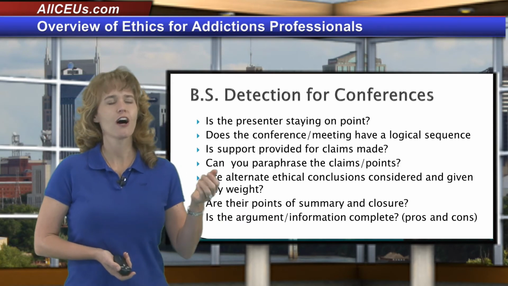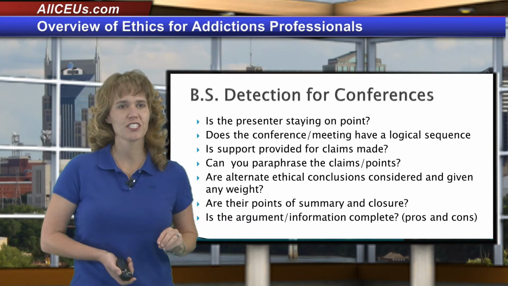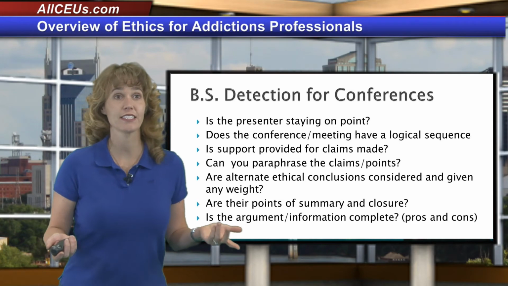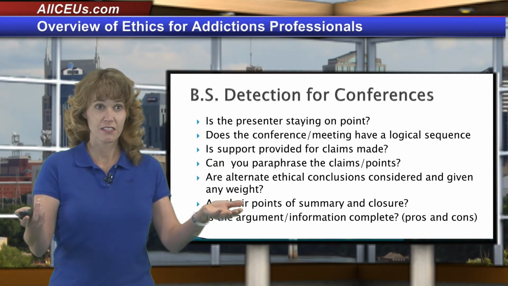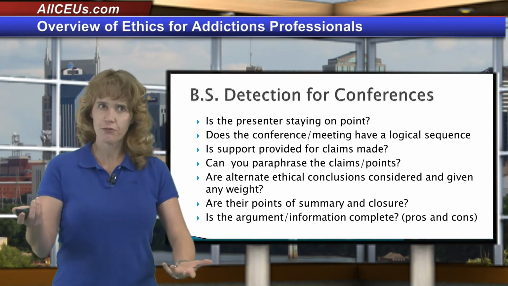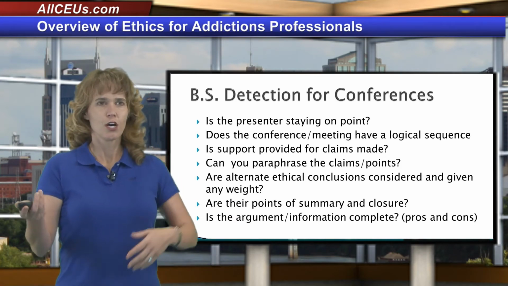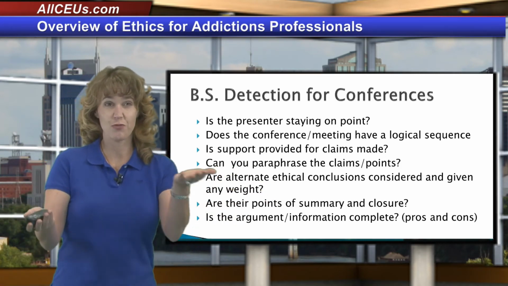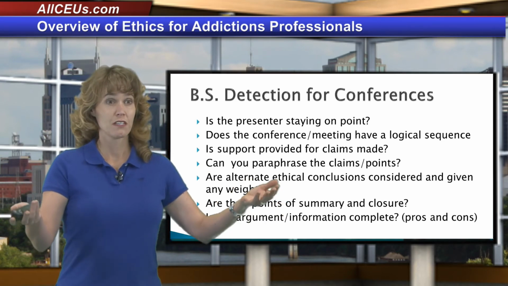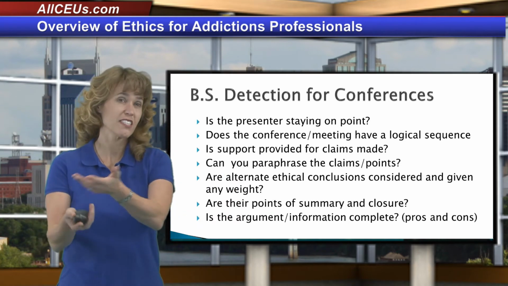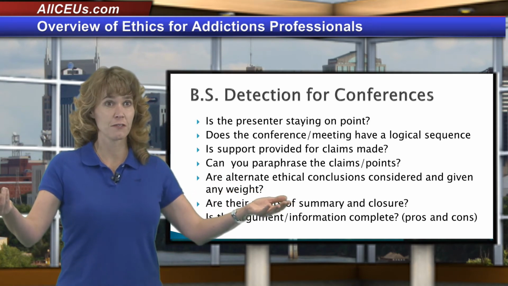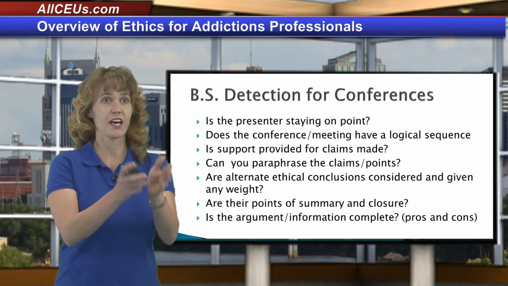Are alternate ethical conclusions considered and given any weight? If you're looking at an ethical decision, and we've all agreed we've got to meet the legal requirements, but there are multiple courses of action within the ethical realm, does the person consider all, or at least some, of the different alternatives, or is it their way or the highway?